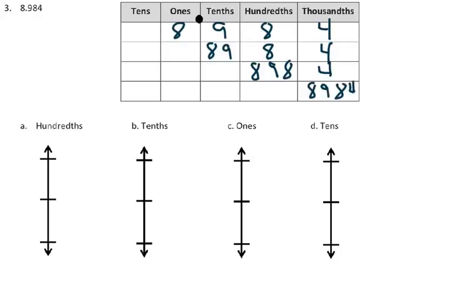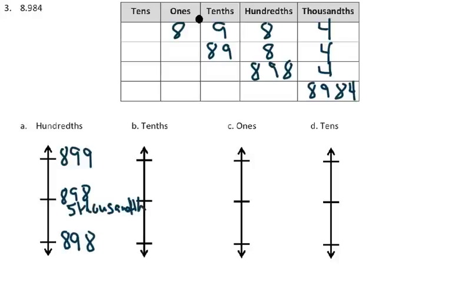or 8,984 thousandths. Okay, so if we're going to round to the nearest hundredths, I'm looking, and it's going to be between 898 hundredths and 899 hundredths. What would be in the middle would be 898 hundredths and 5 thousandths. Oops. Don't forget the TH there.